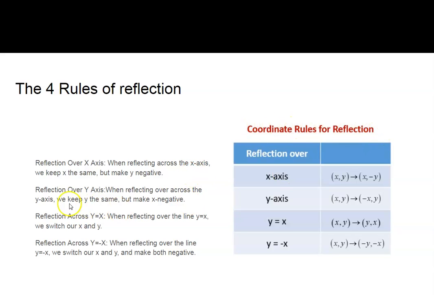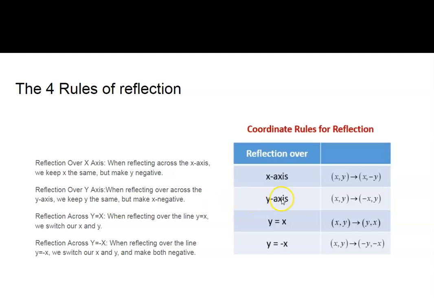So the coordinate rules for reflection. Reflecting across the x-axis. So if we look here, it's (x, y) becomes (x, negative y). Reflection over the x-axis: when reflecting across the x-axis, we keep the x the same, but make y negative. And then on the board, I would show this because when you're folding it, when you're reflecting across the x-axis, your x values aren't changing, only your y values are changing.